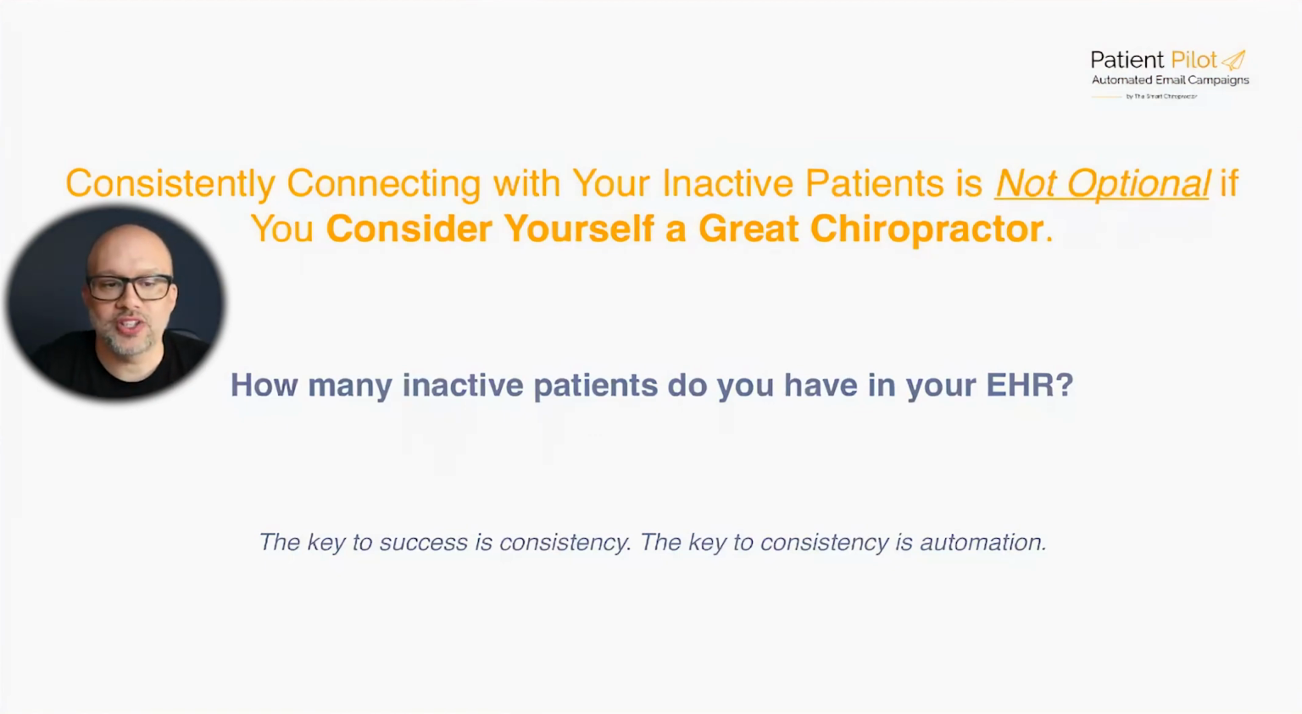So again, the question is, how many inactive patients do you have? And if I look back here, it looks like we're averaging between 500 and 5,000. Here's the good news. Over 500, you have plenty of people that give you a massive opportunity for reactivations, which is really, really great. Now, the key to success is consistency, and the key to consistency is automation. That's what we'll talk about as we get into the second half here.